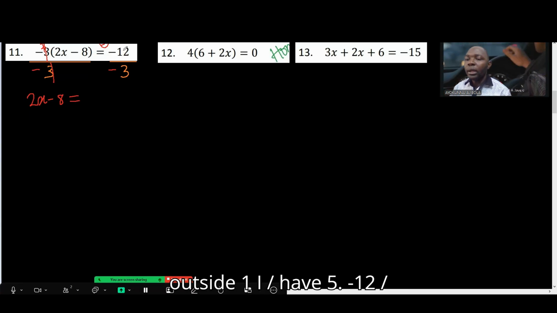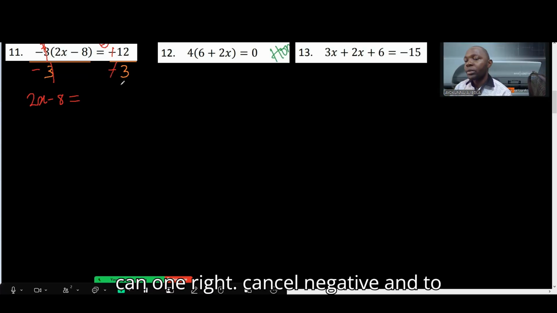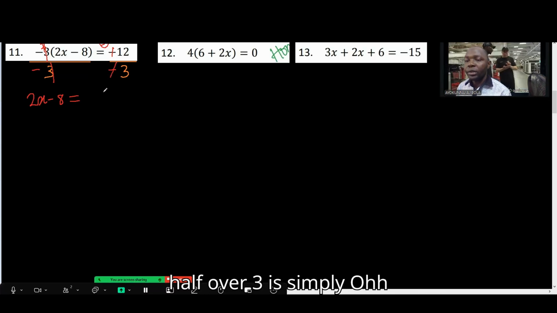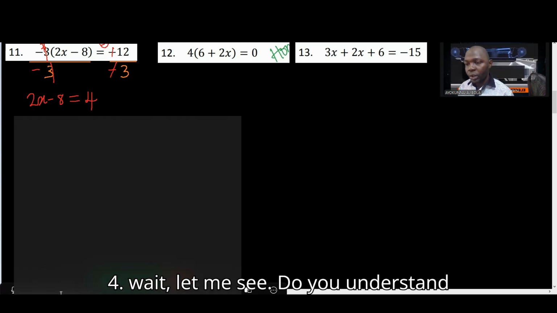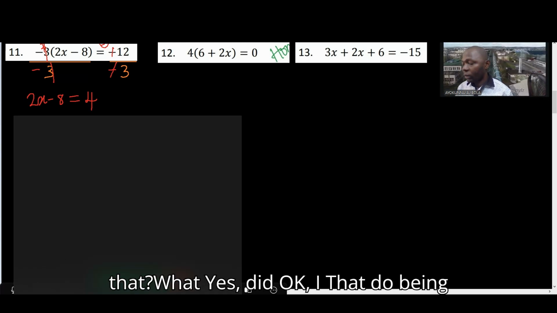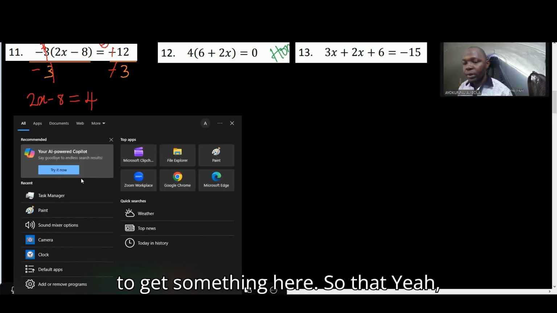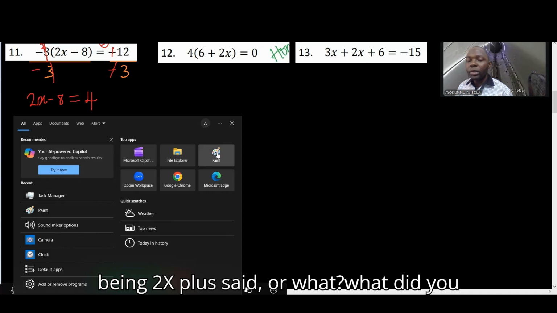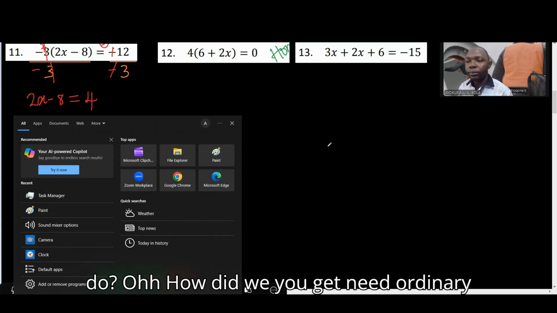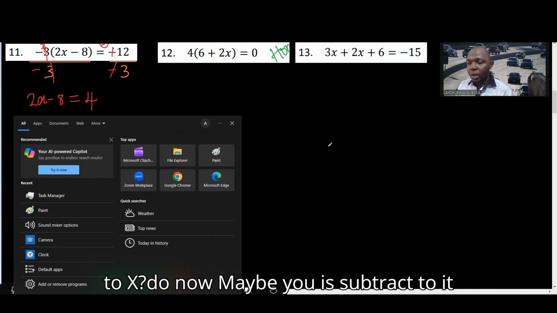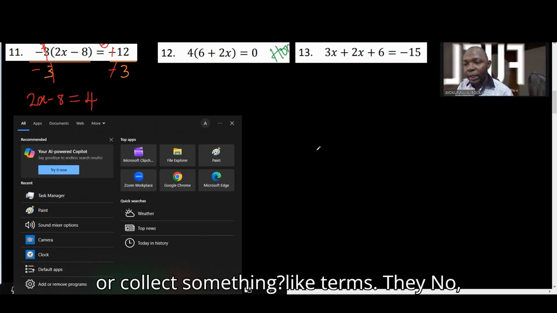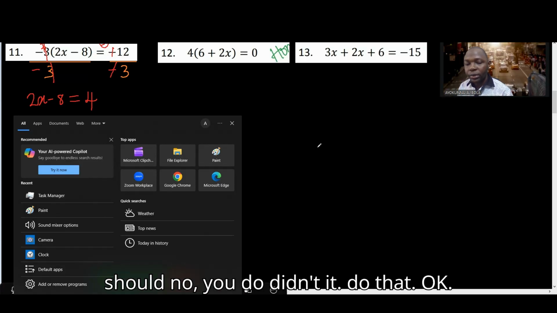Yes. Then outside, I have negative 12 divided by negative 3. So negative can cancel negative, and 12 over 3 is simply 4. Do you understand that? Yes. Okay. That being said, what we need to do now is to collect like terms. Is to do what?